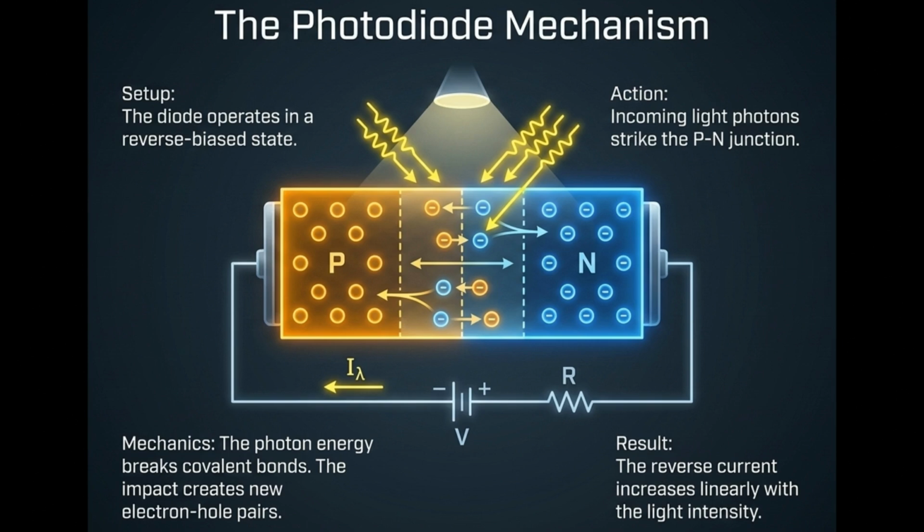The photodiode operates in a reverse bias state. Incoming light photons strike the junction, breaking covalent bonds and creating electron-hole pairs. The reverse current then increases linearly with the light intensity.